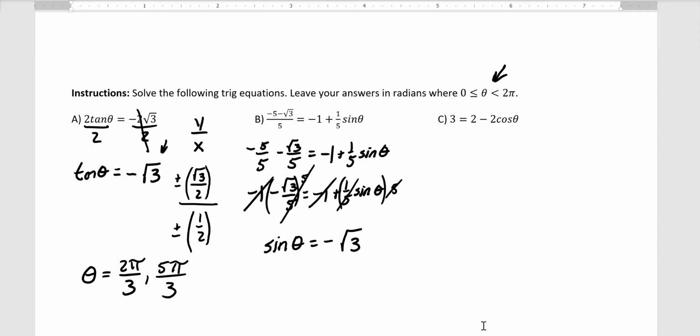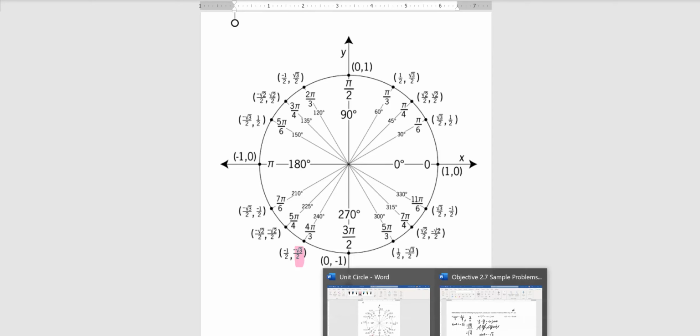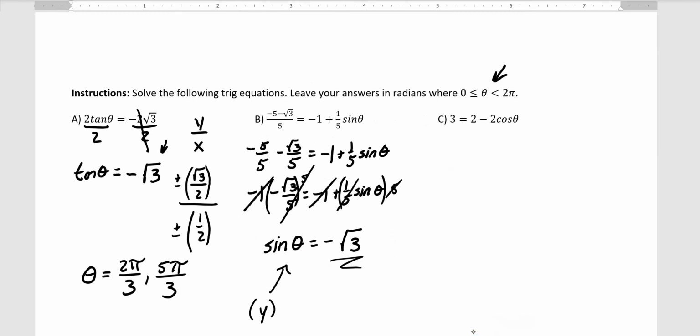So let's see on our unit circle if we can find y, remember that sine is y, to be just negative root 3. All right, so y value of negative root 3. Well, I have a negative root 3 over 2, but notice there's no y value of just negative square root of 3. That means that on this problem, there is no solution. There is no theta that will have a sine value of negative root 3. This is just no solution.